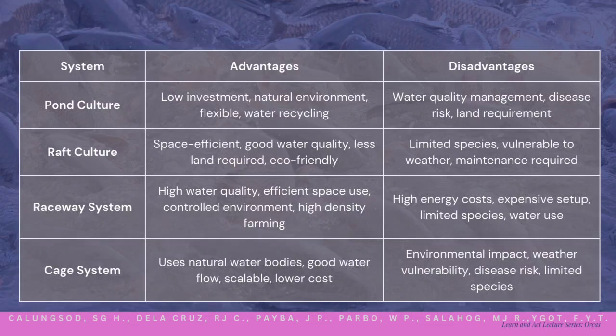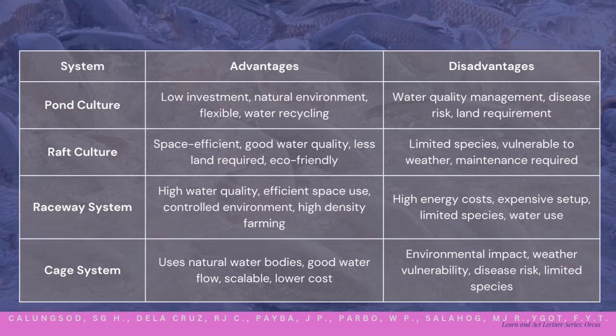For our second culture, we have the raceway culture. Raceway culture is a system that uses channels or long, narrow tanks where water is continuously flowing. It's suitable for species such as milkfish, grouper, sea bass, siganid, snapper, and tilapia. For its advantages, we have the efficient water use. Continuous water flow helps maintain water quality and reduce the risk of disease buildup.